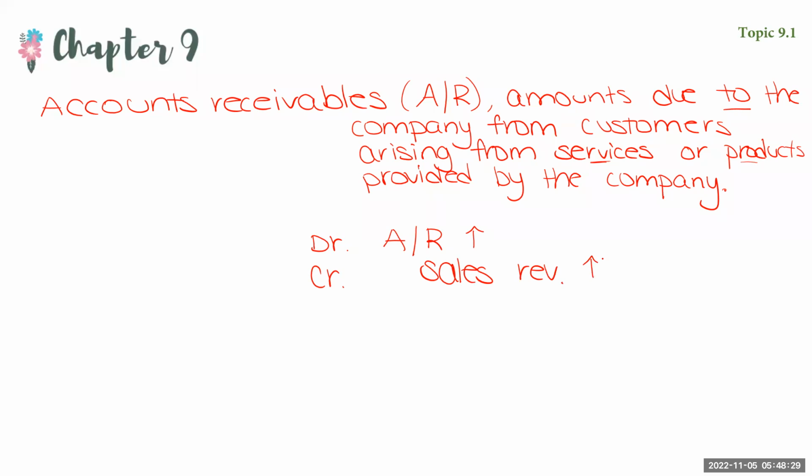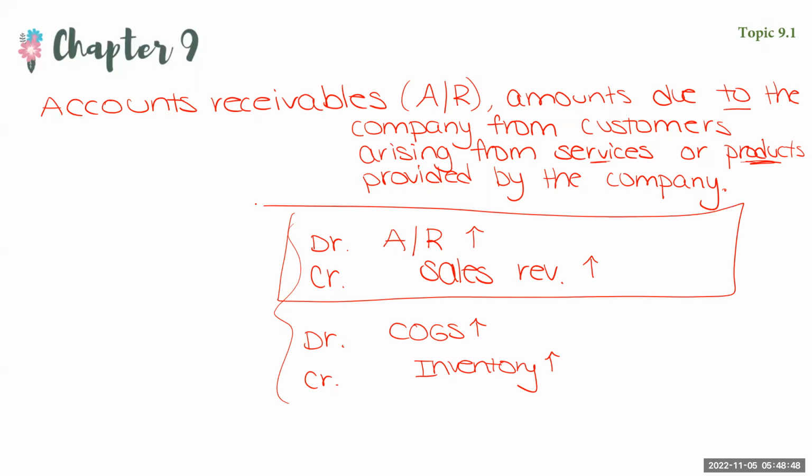Now, of course, if we're selling a product, we have to do that second journal entry that we learned in chapter 6, cost of goods sold and inventory. Okay, but mostly in this chapter, they're just going to focus on the first journal entry. They know you understand the second entry that needs to be made, but since we're talking about AR, you'll see in the chapter, they mostly omit this second entry, just for space, for just getting right to the point.